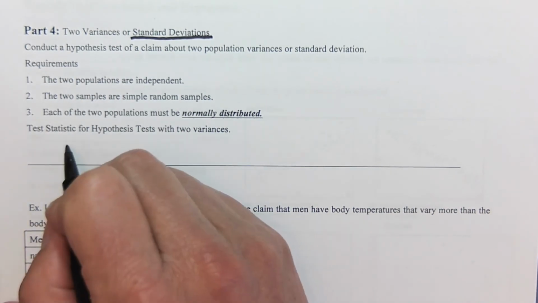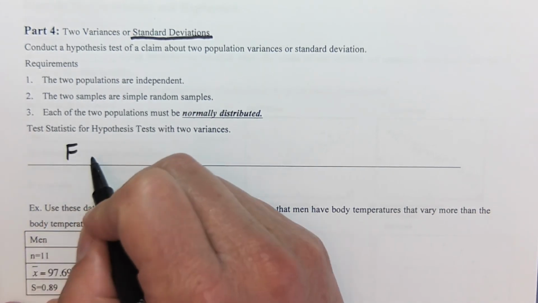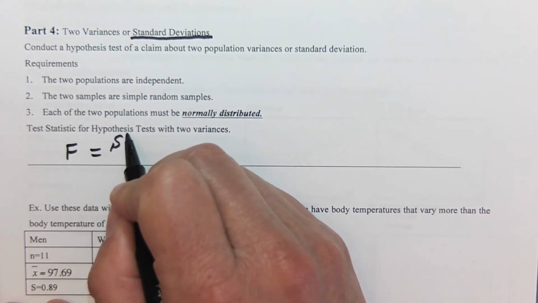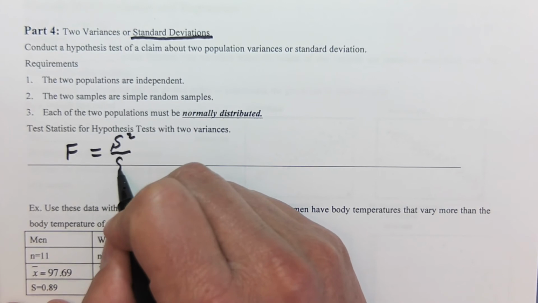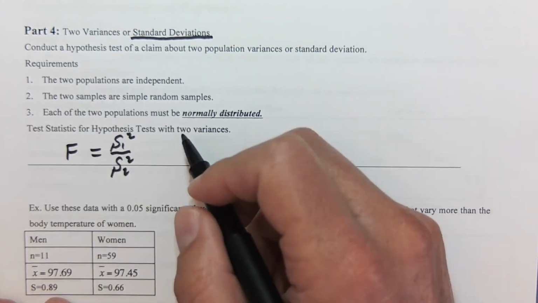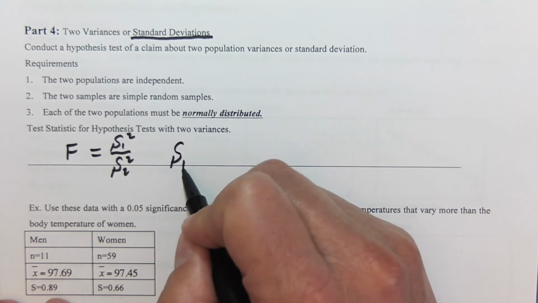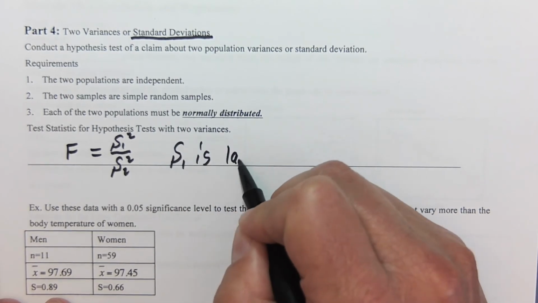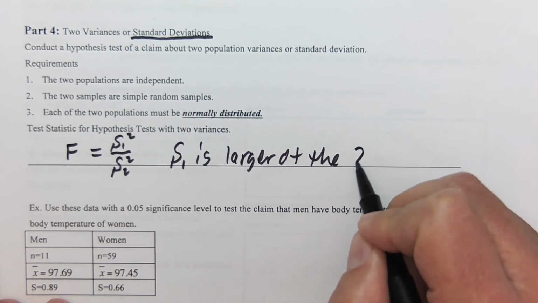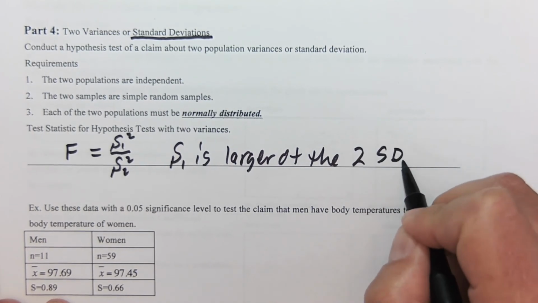We're going to use something called an F-test. And that's new for us. And this is going to be the standard deviations squared over one another. And S sub 1 is the larger of the two standard deviations.